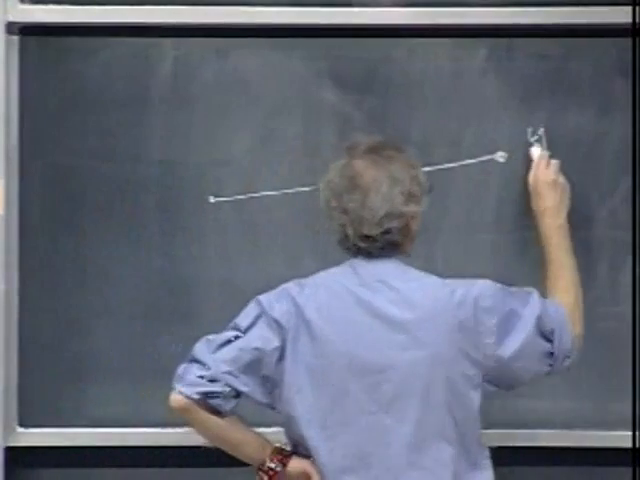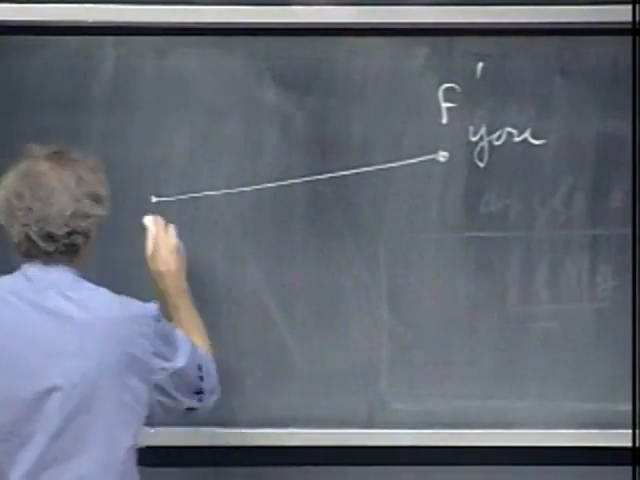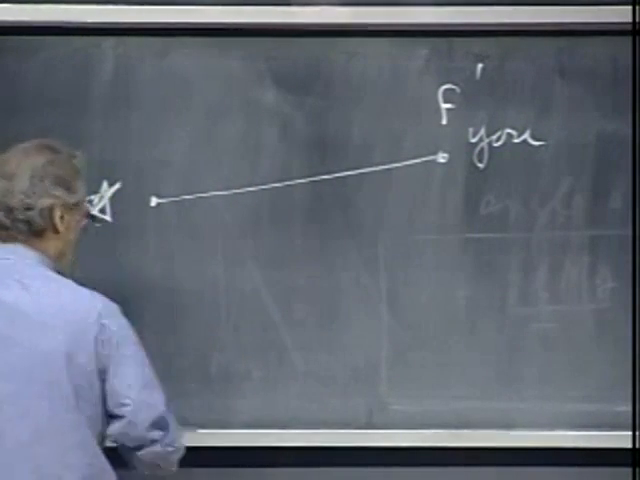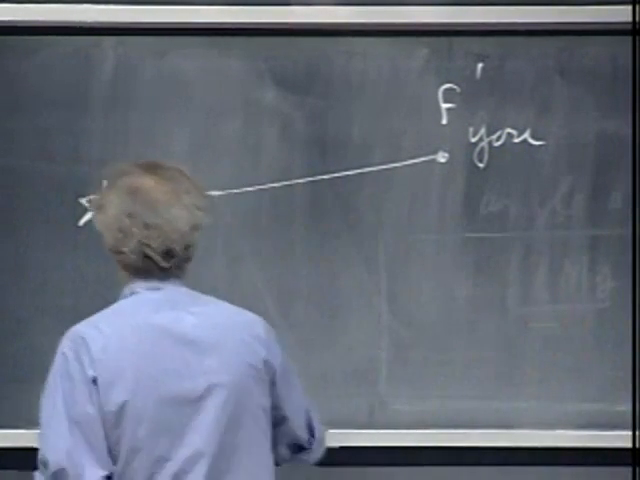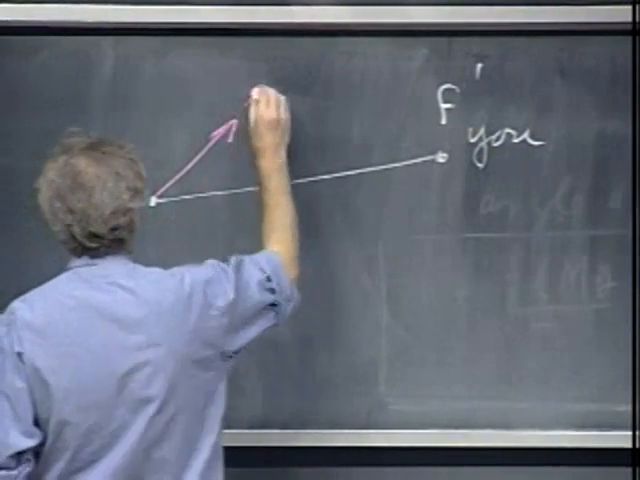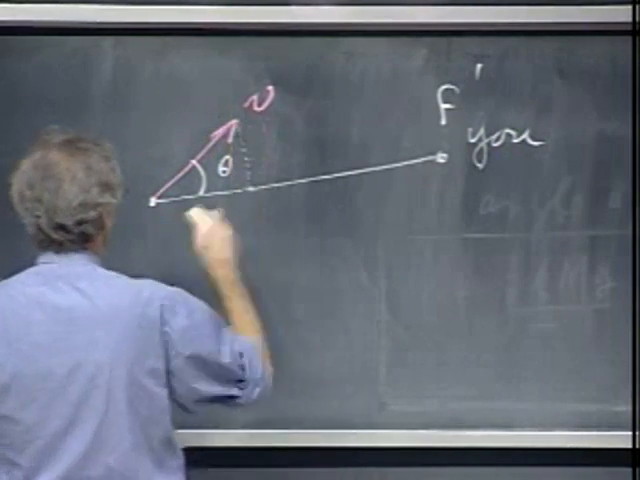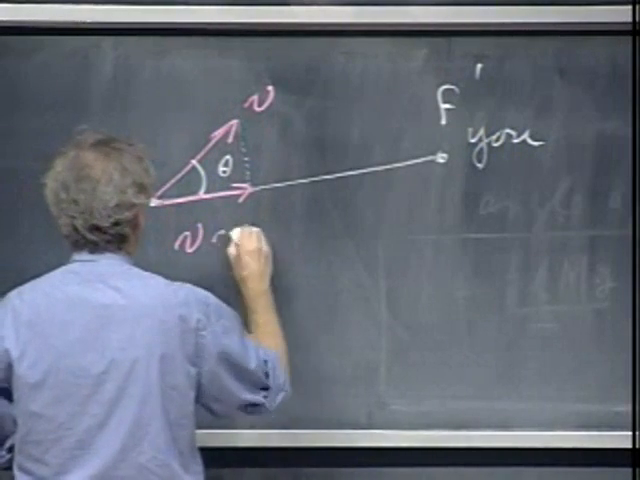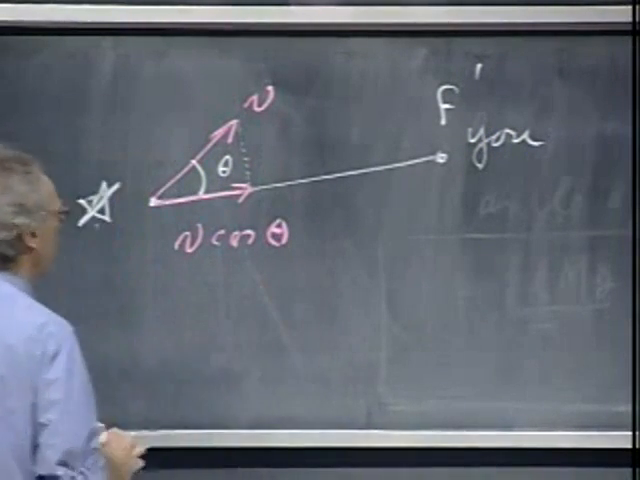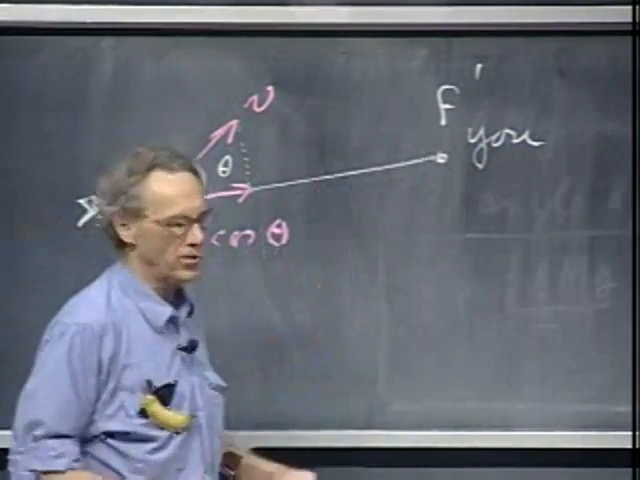You are here. You are receiving a frequency f prime. And here is that star. And that star is moving with a certain velocity. Let's say this velocity v. And this angle is theta. So this component of the velocity in our direction is v cosine theta. We call that the radial component. And whether the star is moving to us or we to the star makes no difference.